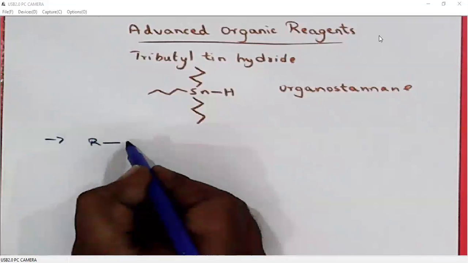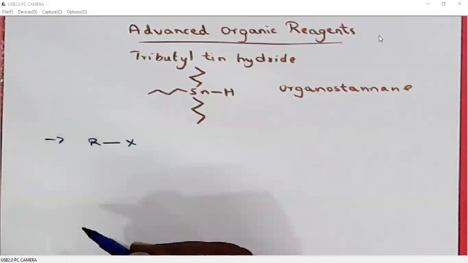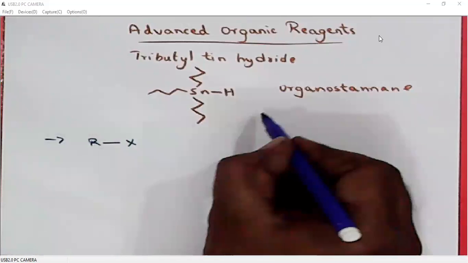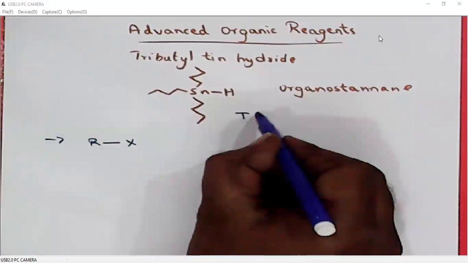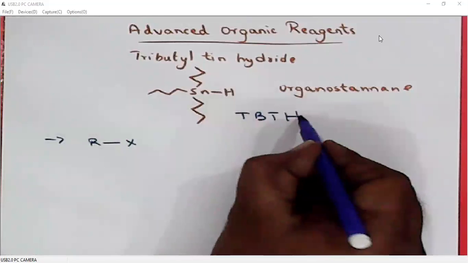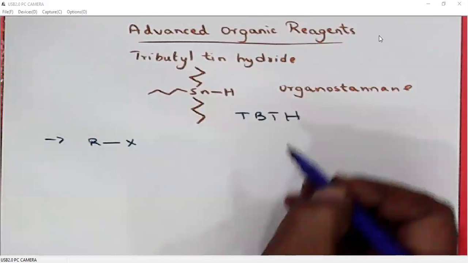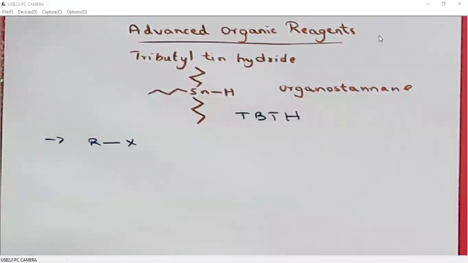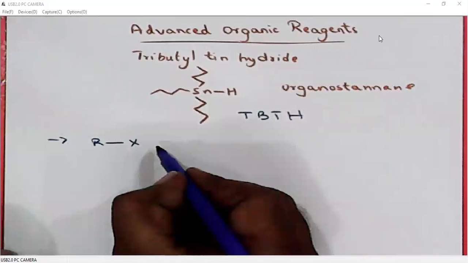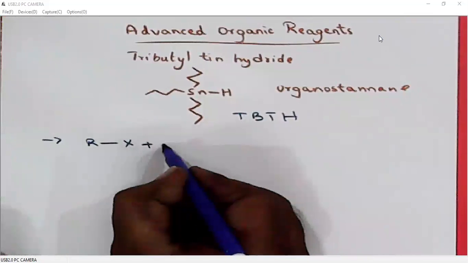Tributyl tin hydride, or in short, we can also call it TBTH. Tributyl tin hydride is generally used for the reduction of alkyl halides or alcohols in a radical fashion. We will see how we will perform this reaction.